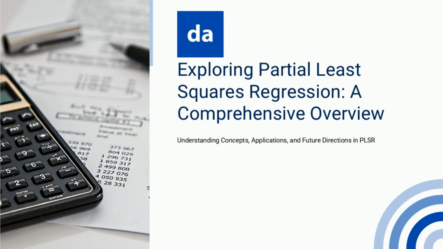Ever tried making sense of messy, overlapping data? That's where Partial Least Squares Regression, PLSR, steps in. It's like giving your data a translator, turning chaos into clear, predictive insights. Think of it as the love child of principal component analysis and multiple regression, designed to handle collinearity while keeping the most important information intact.